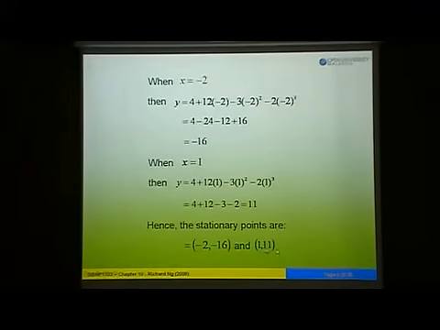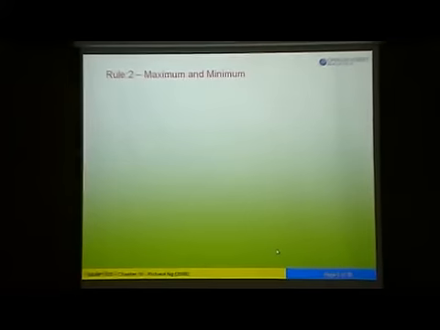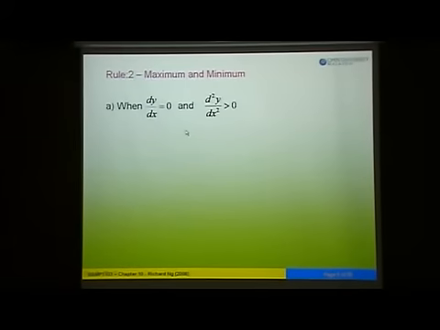Then 1, 11. Okay. Now rule number 2 regarding maximum and minimum. When dy/dx equals 0, remember to find maximum or minimum, the first condition is that it must be a stationary point where dy/dx equals 0. And then we need to find the second degree differentiation, and then we need to find the value of the second degree differentiation. When it is greater than 0, then we say the stationary point is minimum.